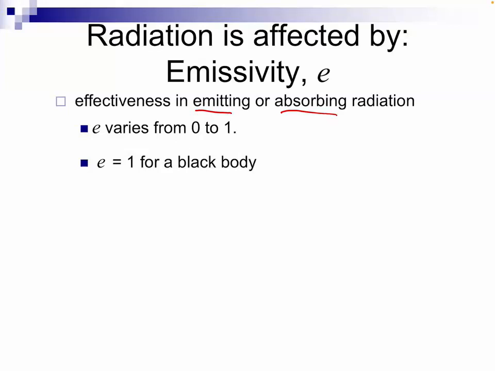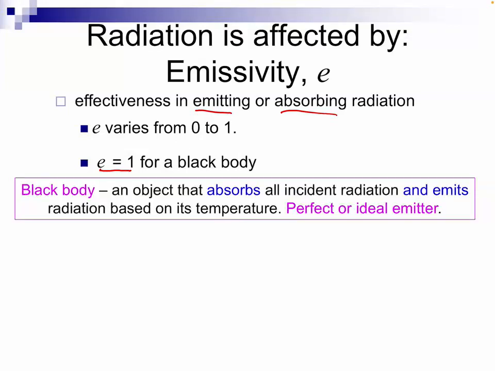Right, when will E be equal to 1? E will be equal to 1 if the object emits or absorbs all of the radiation. In other words, if the object is a perfect or ideal emitter, then E is equal to 1. And the perfect or ideal emitter is called a black body. So black body is just a term we use to say that the object is a perfect or ideal emitter.